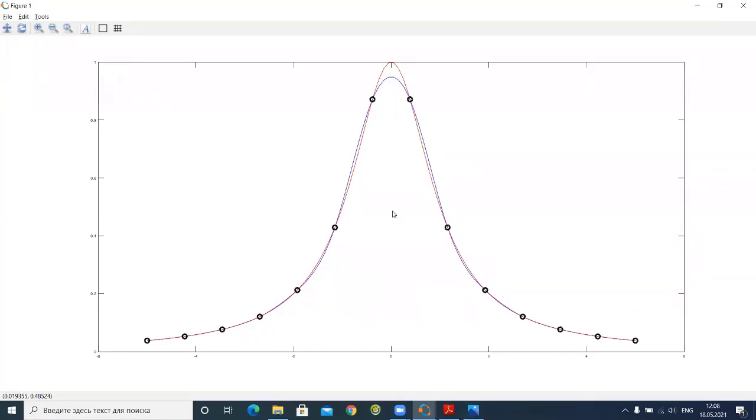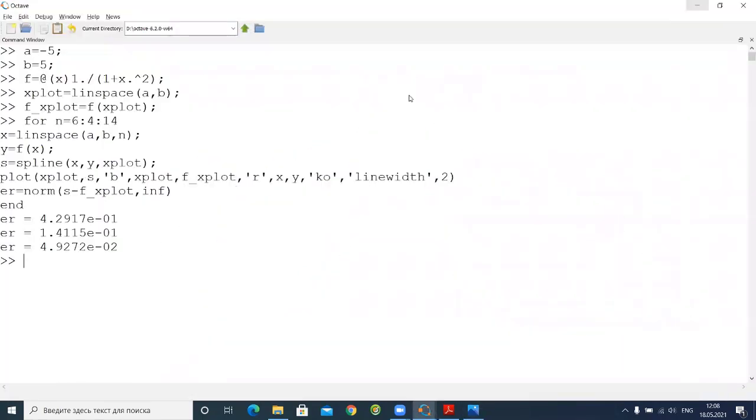So this is a good way to approximate our function using these splines. Okay, now here we can see also errors when n is increasing. So n is 6, 10, and 40. You can see the corresponding errors and they will be less. So when n is bigger, error will be smaller. Is it clear?